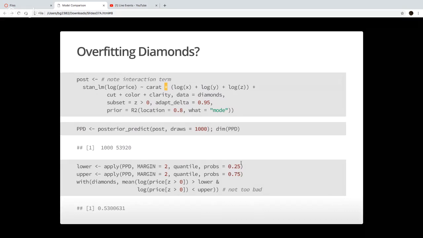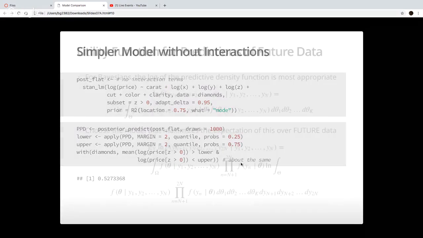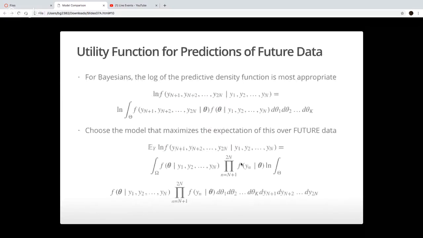But anyway, a model can overfit part of the data set and underfit another part of the data set simultaneously. So just because this one overfits a little bit more or a little bit less doesn't necessarily mean one is that much better or worse. We need a comprehensive way of evaluating the predictive performance of the model. And for Bayesians, it's really the utility function for prediction. The best one that you can use is the logarithm of the predictive density of future data.